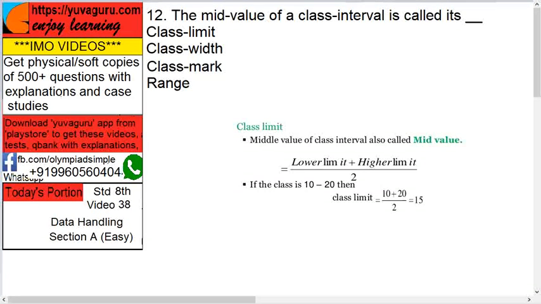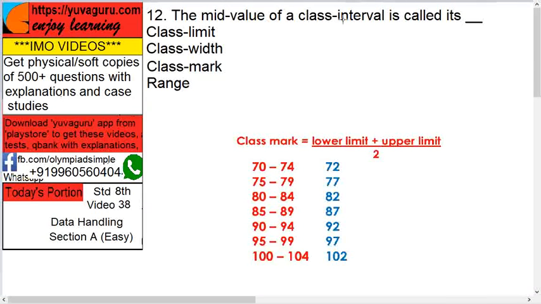Let's start. The mid value of a class interval is called, its means out of these four options, what is it called? See here, mid value of a class interval. Now what is the definition of class interval or a formula for class interval? See here, it's like this. Firstly, class interval means what? Class interval means this one, which you get normally in the frequency table: 70 to 74, 75 to 79, 80 to 84. It differs. So this is known as a class interval.